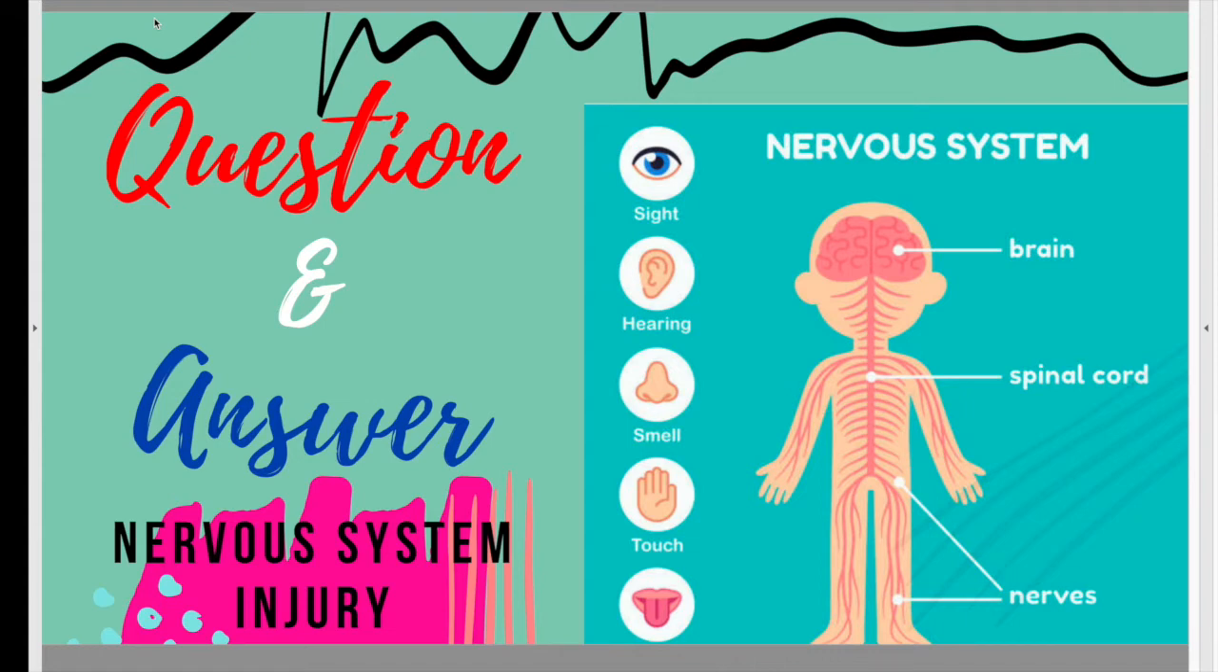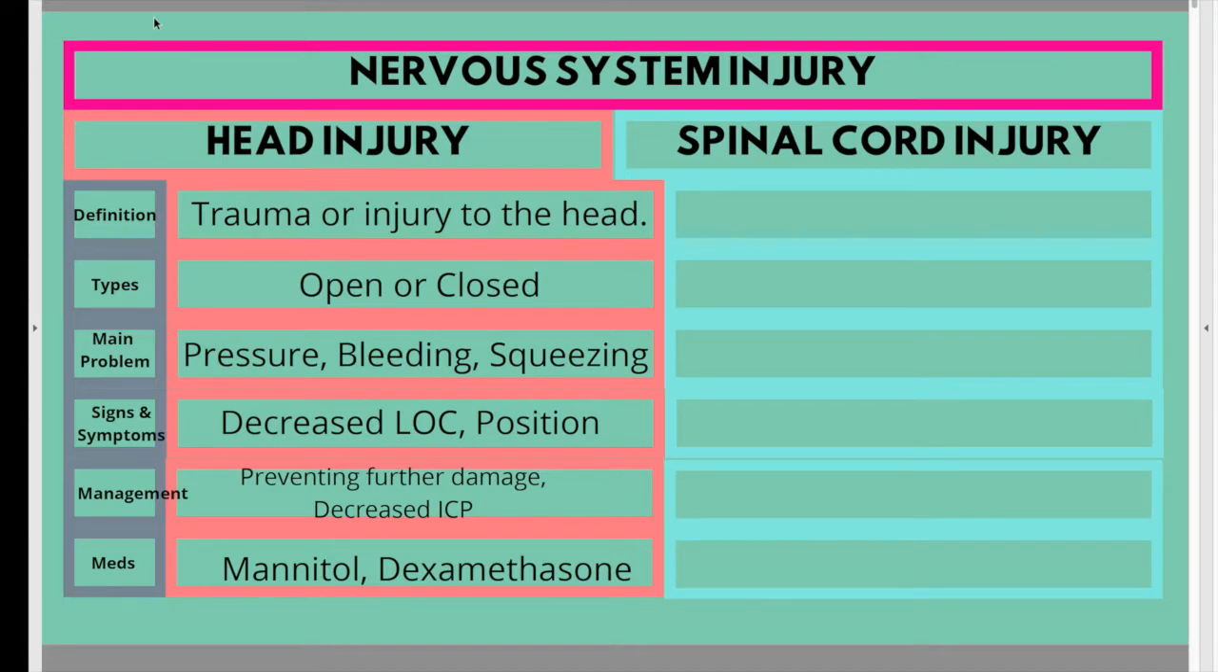So first of all, let's discuss the head injury, which is still under the nervous system injury. We define it as trauma or injury to the head. There are types of head injury, which are open head injury and closed head injury. Open head injury is when the injury broke the skull, while the closed head injury did not break the skull.